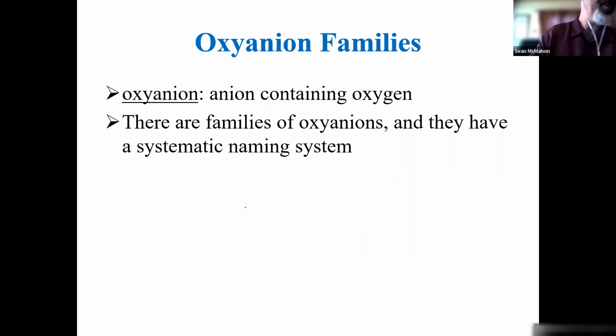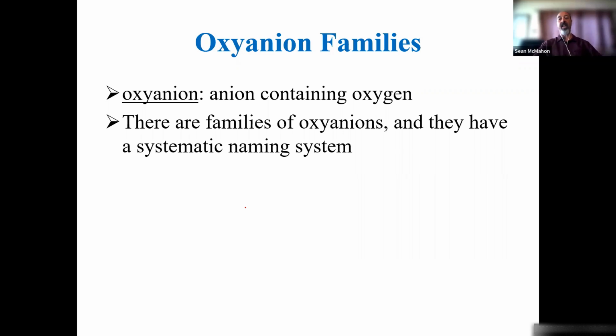Here's my water. This doesn't show the lone pairs, just the atoms. Here's my oxygen and the 2 hydrogens, but they're covalently bound. If I remove a hydrogen, this is just my hydroxide with the extra electron, okay?